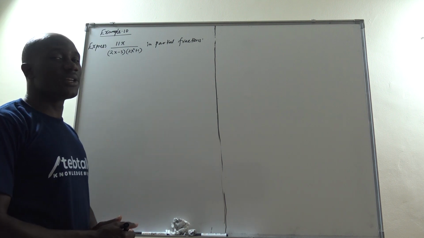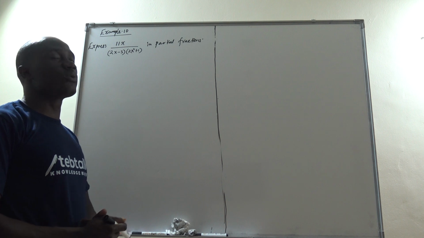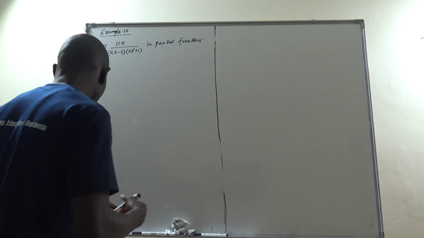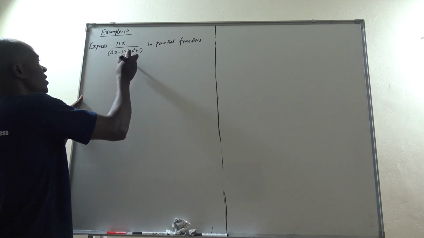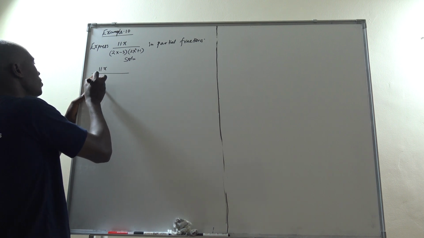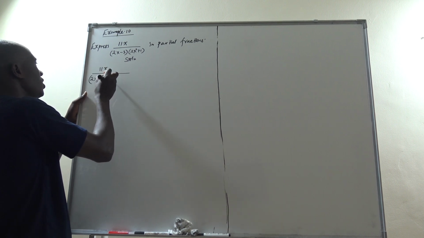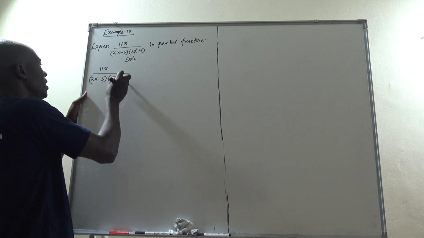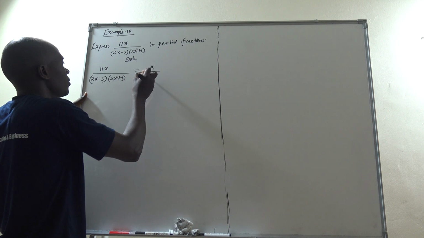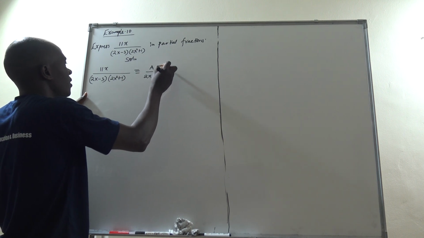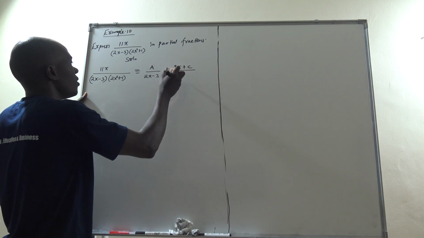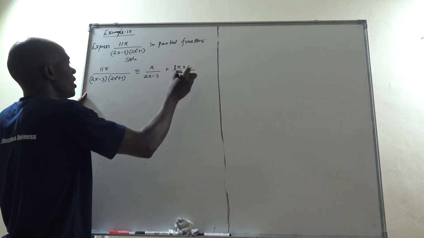Example 10: express 11x all over (2x minus 3)(2x squared plus 1) in partial fractions. So what I'm going to do is this. 11x over (2x minus 3)(2x squared plus 1) is the same as A over (2x minus 3), since this one is linear. This one cannot be factorized, so we say (Bx plus C) all over (2x squared plus 1).